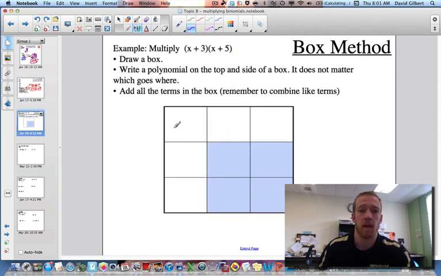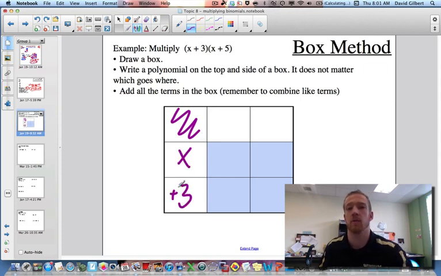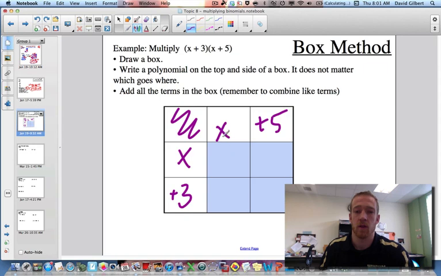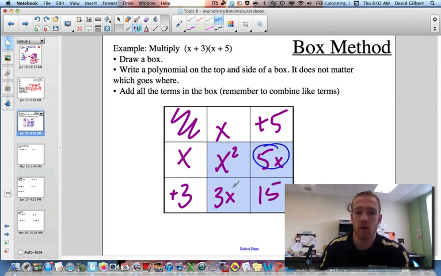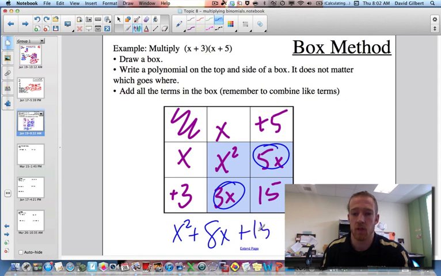So again, nothing goes here. I can put my x, my plus 3 here. I always put the plus or the minus next to it. That way I always put the sign, so if there's a minus, I don't forget the minus. That's the one that'll screw us up. So x plus 5. These line up. We get an x squared, x times 5, x times 3, and 5 times 3. These are our like terms. So that's going to give us x squared plus 3x plus 5x, which is an 8x plus 15.